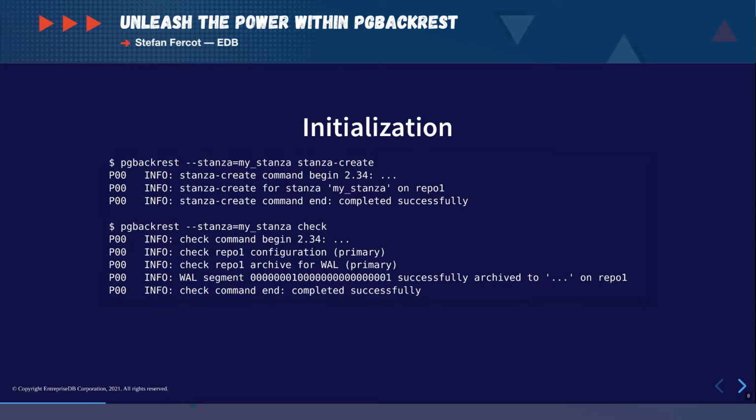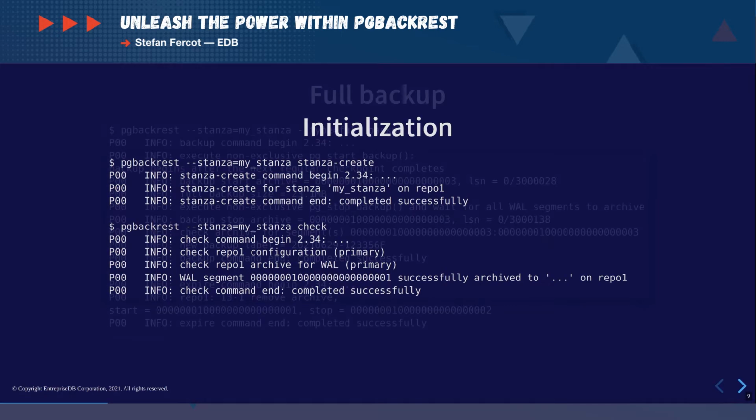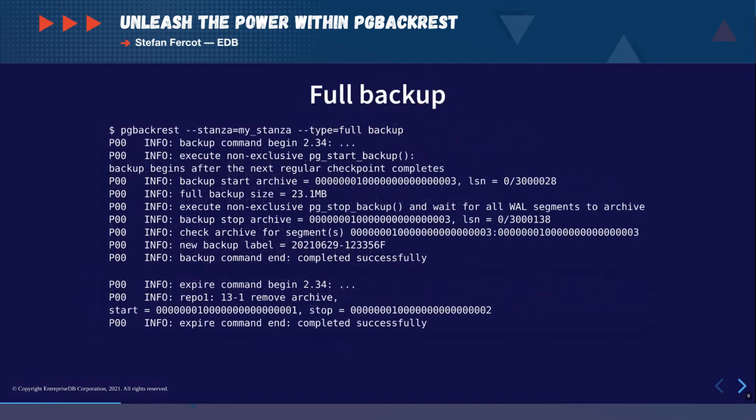Our continuous archiving is working, so we can take our backup. Backup is pretty easy. It's the backup subcommand with the type of backup you want. After a successful backup, the expire command will automatically be triggered to remove your old backups. So expiration is done based on backups.